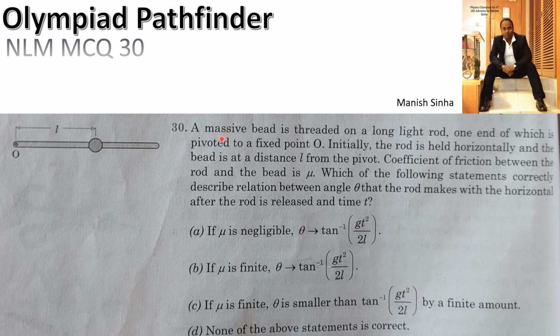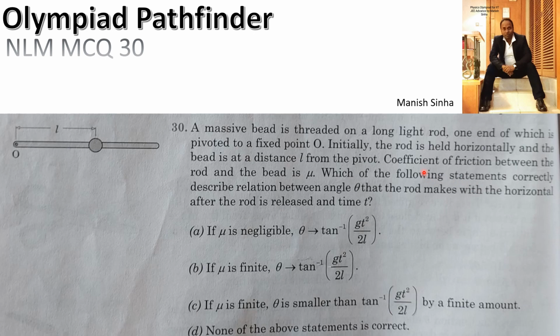The question goes like, a massive bead is threaded on a long light rod. Light means massless rod, one end of which is pivoted to a fixed point O. This is O where it is pivoted, and this is the massive bead. Initially, the rod is held horizontally and the bead is at a distance L from the pivot. From here to here it was L.